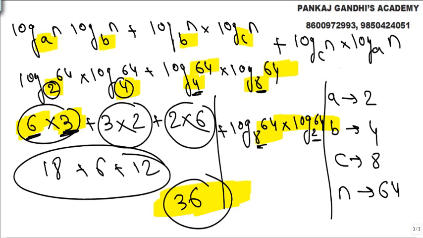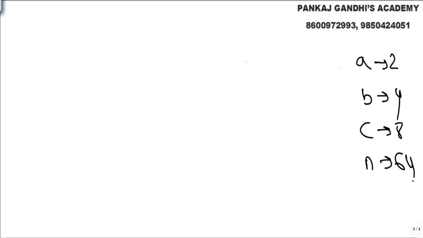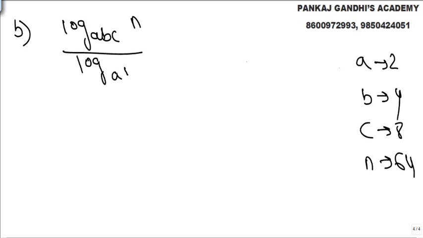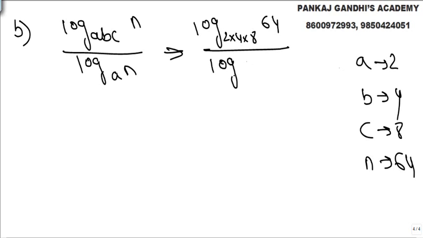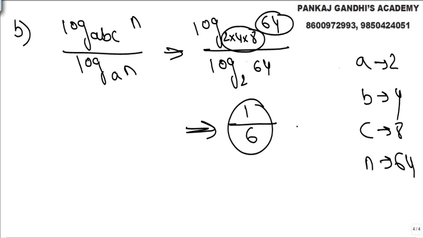Now try the answer options, which answer option gives 36? We have taken A as 2, B as 4, C as 8 and N as 64. Look at the answer options, which one gives 36? Luckily the first one will give it, we know very well, so let's try the second. Log ABC n upon log to the base An. So we get log to the base ABC, 2 into 4 into 8, upon log to the base this thing. This is 64 upon 64, I will get 1 by 6. I needed 36. This is the wrong choice for us.